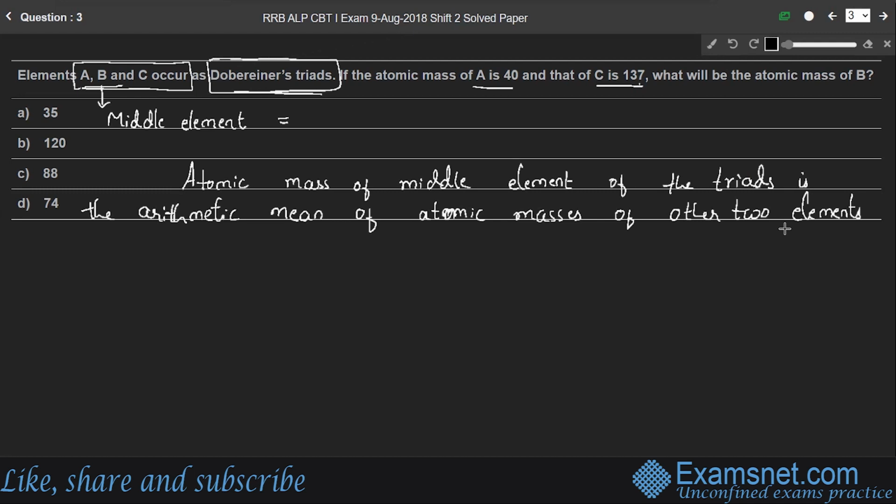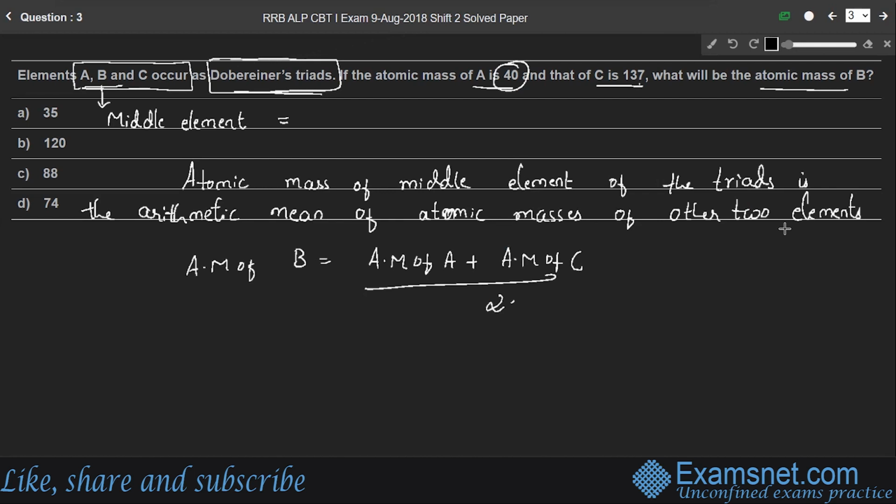Therefore, we have to find the atomic mass of B here. Since B is the middle element, the atomic mass of B is equal to the arithmetic mean of the other two. That means the atomic mass of A plus the atomic mass of C, divided by 2. Right? Here the atomic mass of A is given, which is 40. So 40 is the atomic mass of which element? The atomic mass of calcium.